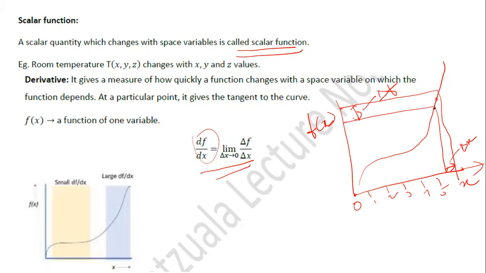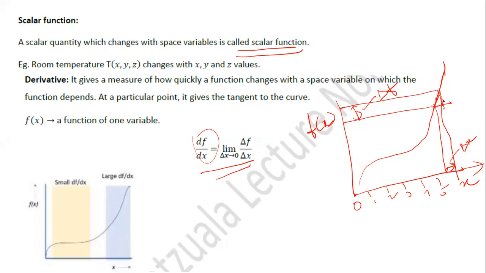So here you see the slope, when you take it like this, let me draw it here. So that is called the slope. When the slope of the function is large, then the derivative is large. So derivative is actually the slope of a particular function, or how quickly that function varies with the variable on which the function depends.